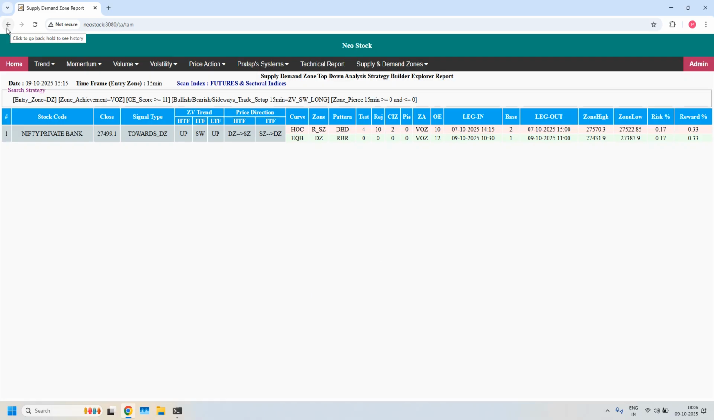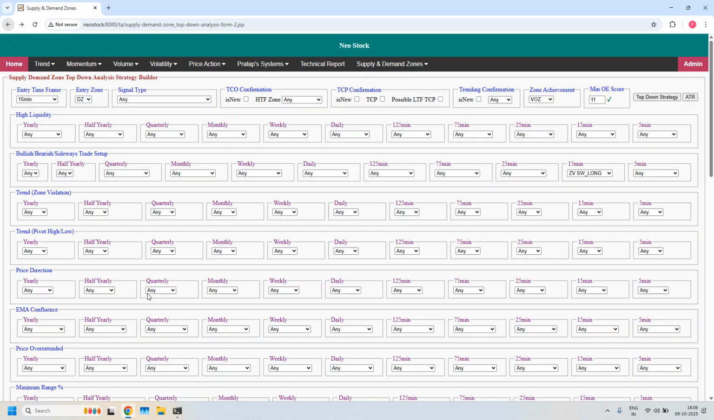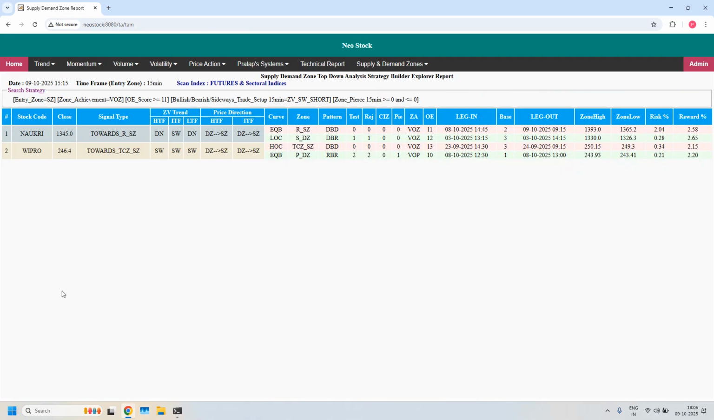Next one is sideways short trade setup for daily income trade. The changes are 15 minutes supply zone and one more change, sideways short. We got 2 stocks. Entry time frame zones are 15 minutes supply zone. You should plan trade only if lesson 30.3 video checklist items are satisfied. Otherwise, higher chances of zone violation for sideways trade setups.